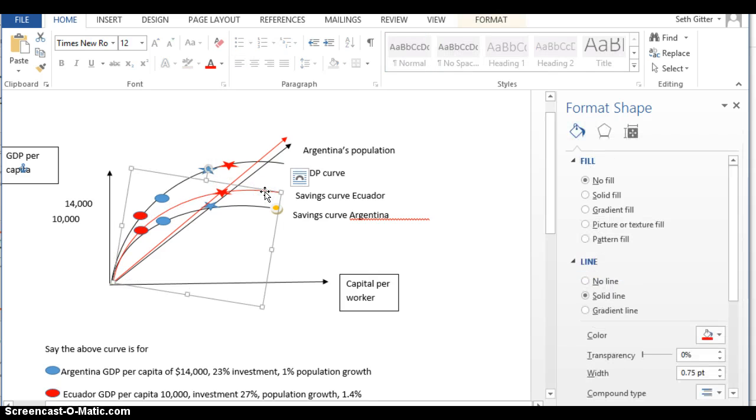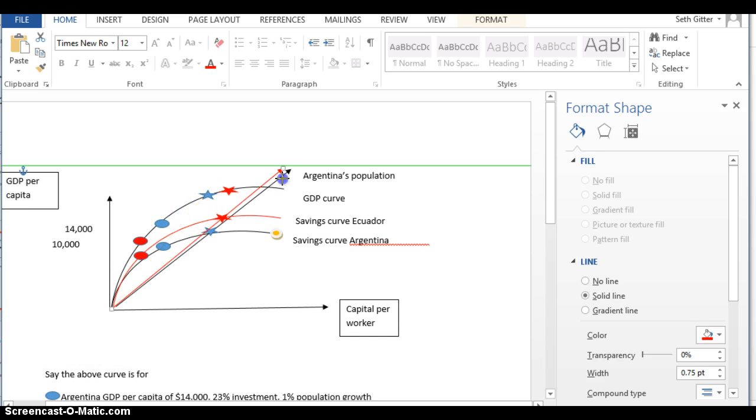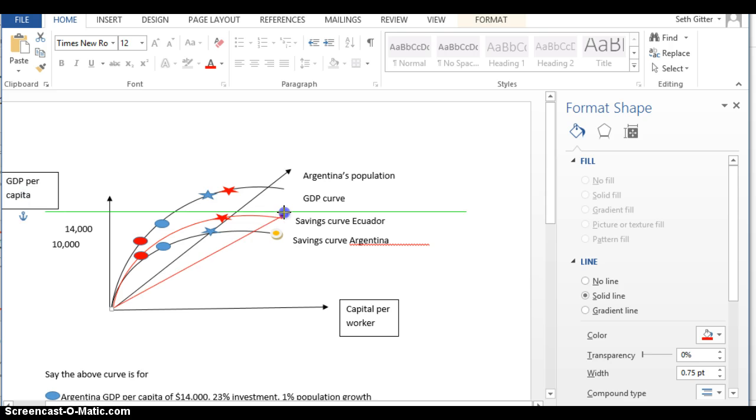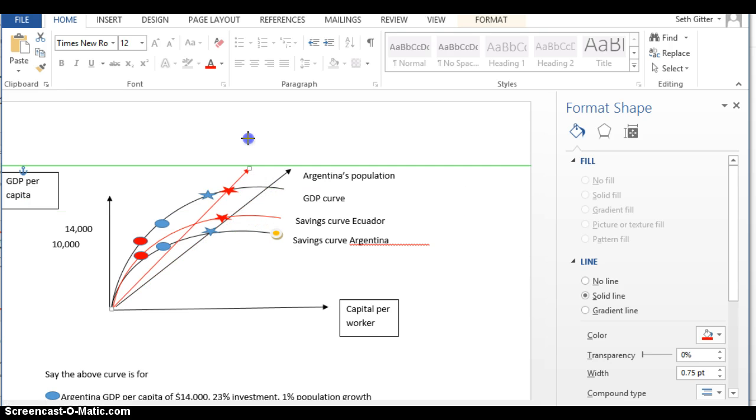And same thing with population growth. In cases where population growth is higher, you'll have your population growth higher. And in cases where population growth is lower, you'll have your population growth lower.